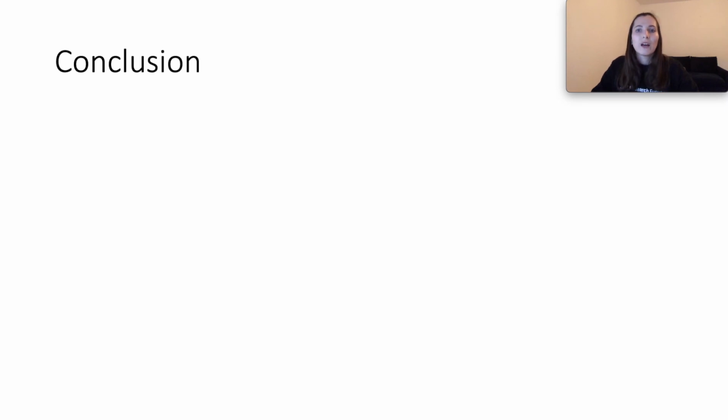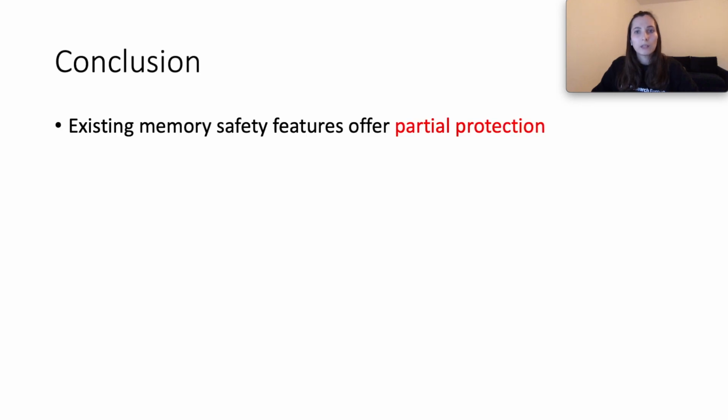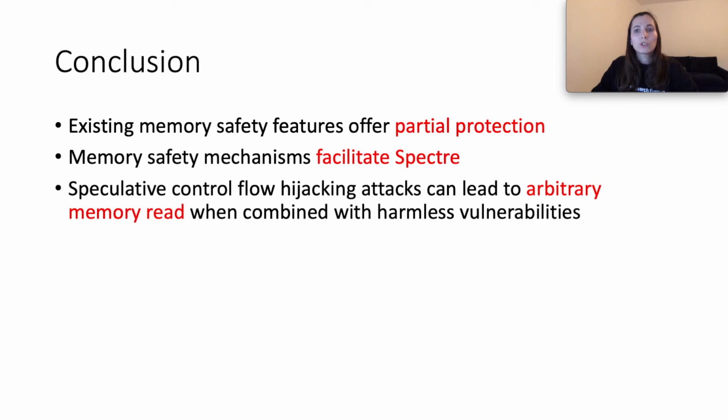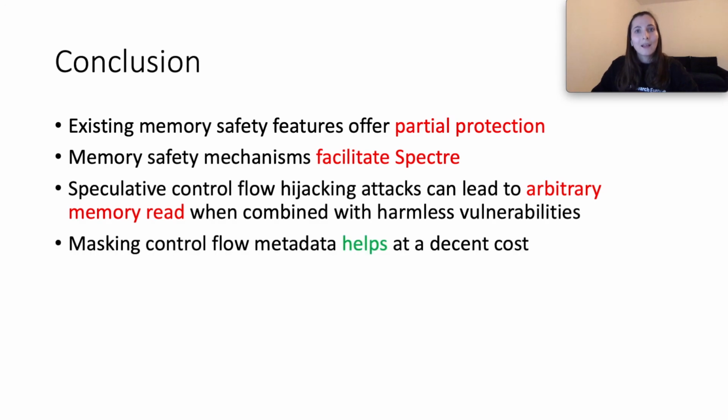We conclude with the following observations. First, current mitigation implementations are not only partially protecting software, but may be leveraged to trigger Spectre. Moreover, using Spectre, we transformed currently harmless vulnerabilities into arbitrary memory reads by leveraging the mitigation checks as speculation-inducing operations. Lastly, the masking-based mitigation shows hope in hindering speculative control flow hijacking attacks.